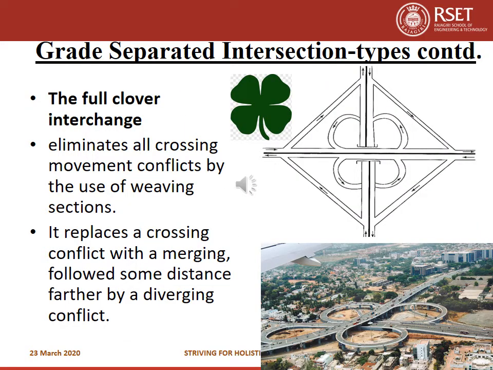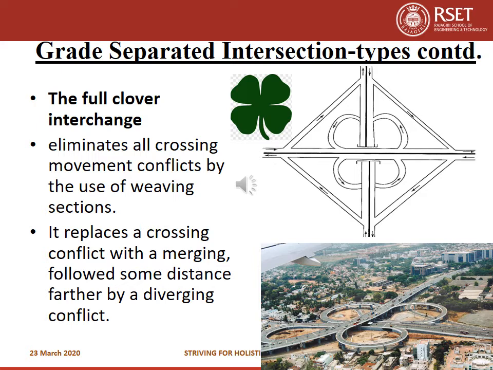This type of interchange is known as full cloverleaf interchange. It got its name due to its shape's resemblance to a clover leaf. So, 4 loops are there for full cloverleaf interchange. These loops will be constructed at different levels.